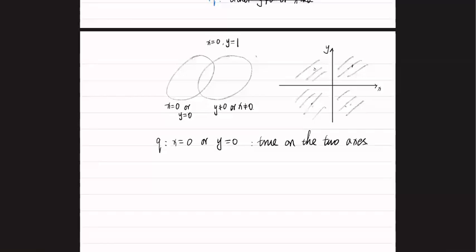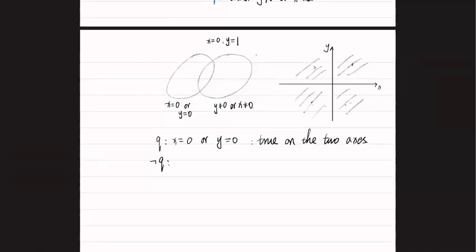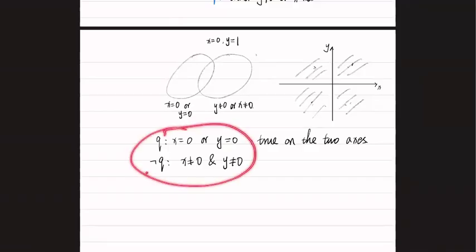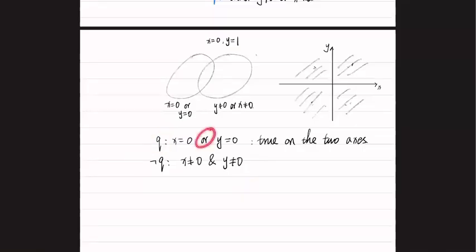So the negation: both have to be true. This is the complement. Aaron, does it make sense? Yeah, I felt it. So now this is a negation. If the statement is or, the negation will be and.